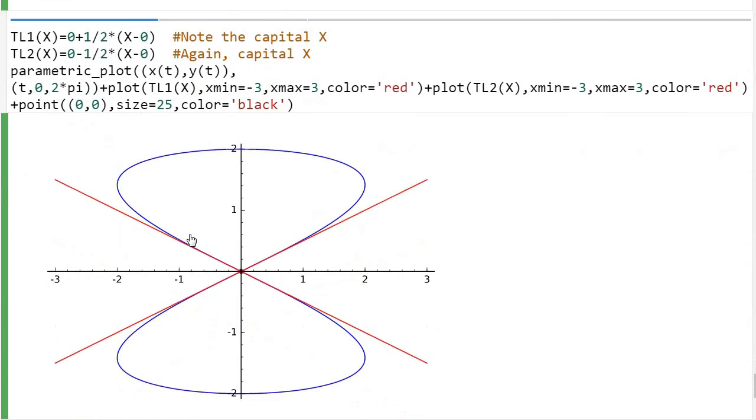Let me get my two tangent lines here. So here's tangent line 1. It's the y value, which happens to be 0, plus the slope. So I'll do a half first, and then X minus the x value. The x value is 0 in this example. Tangent line 2, y value is 0, slope negative a half, x value 0. Notice again I'm using capital X in my tangent line because little x is taken right here as part of those parametric equations. So I'm going to take my parametric plot, I'm going to add a plot of TL1, I'm going to add a plot of TL2, and here's what I get.